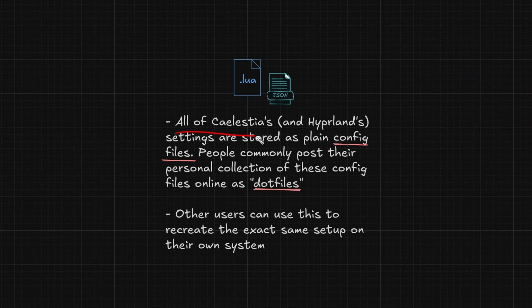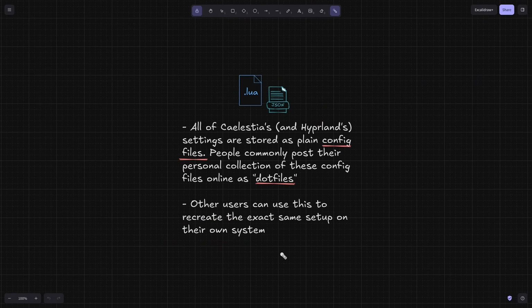So all of Caelestia's and Hyprland's settings are stored as plain config files, and people commonly post their personal collection of these config files online as dot files. So Caelestia is basically someone's dot files. This way, other users can use this to recreate the exact same setup on their own system. That's how it works, basically.